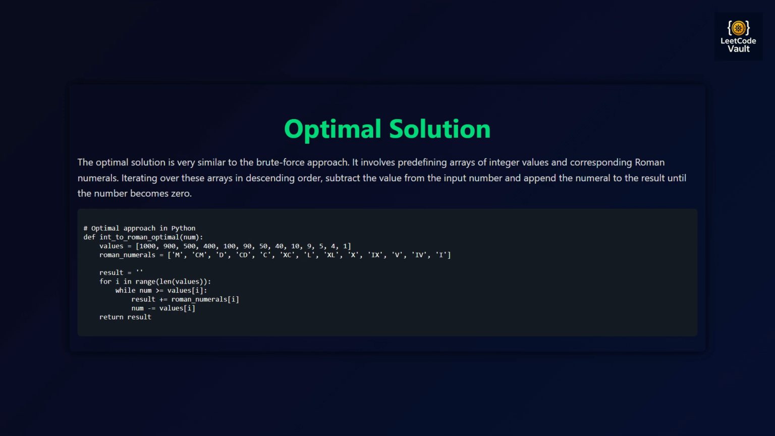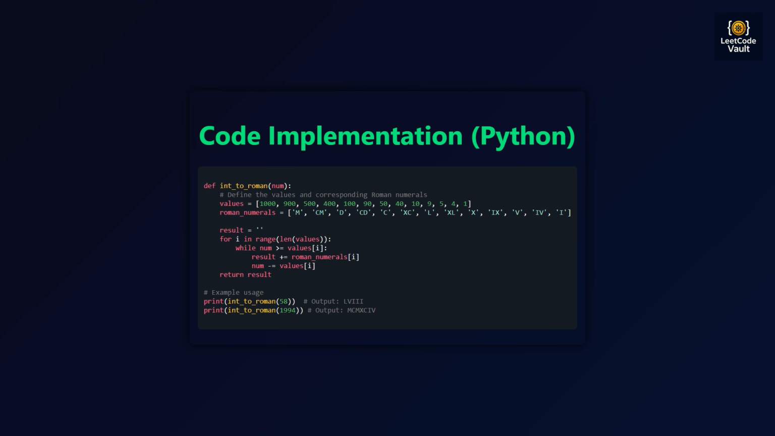Then, we can iteratively process the input number, checking if we can use the largest possible Roman numeral value that is less than or equal to the remaining number. We'll subtract that value and append the corresponding Roman character to our result string. We continue this process until we've processed the entire input number. This approach is much more efficient than the brute force method and avoids unnecessary comparisons. This is more of a greedy approach, as it always takes the largest possible Roman numeral value. Let's visualize this with an example, and then we'll see how to implement it in Python.